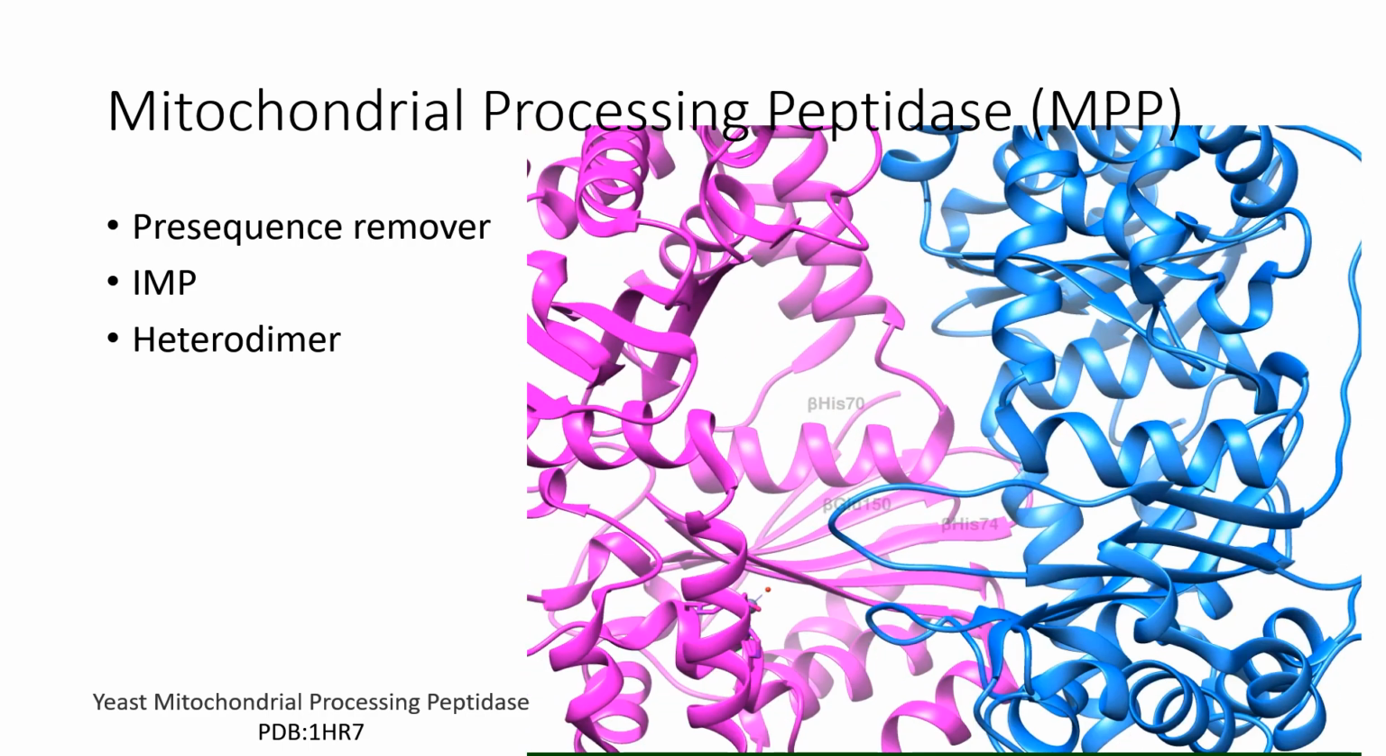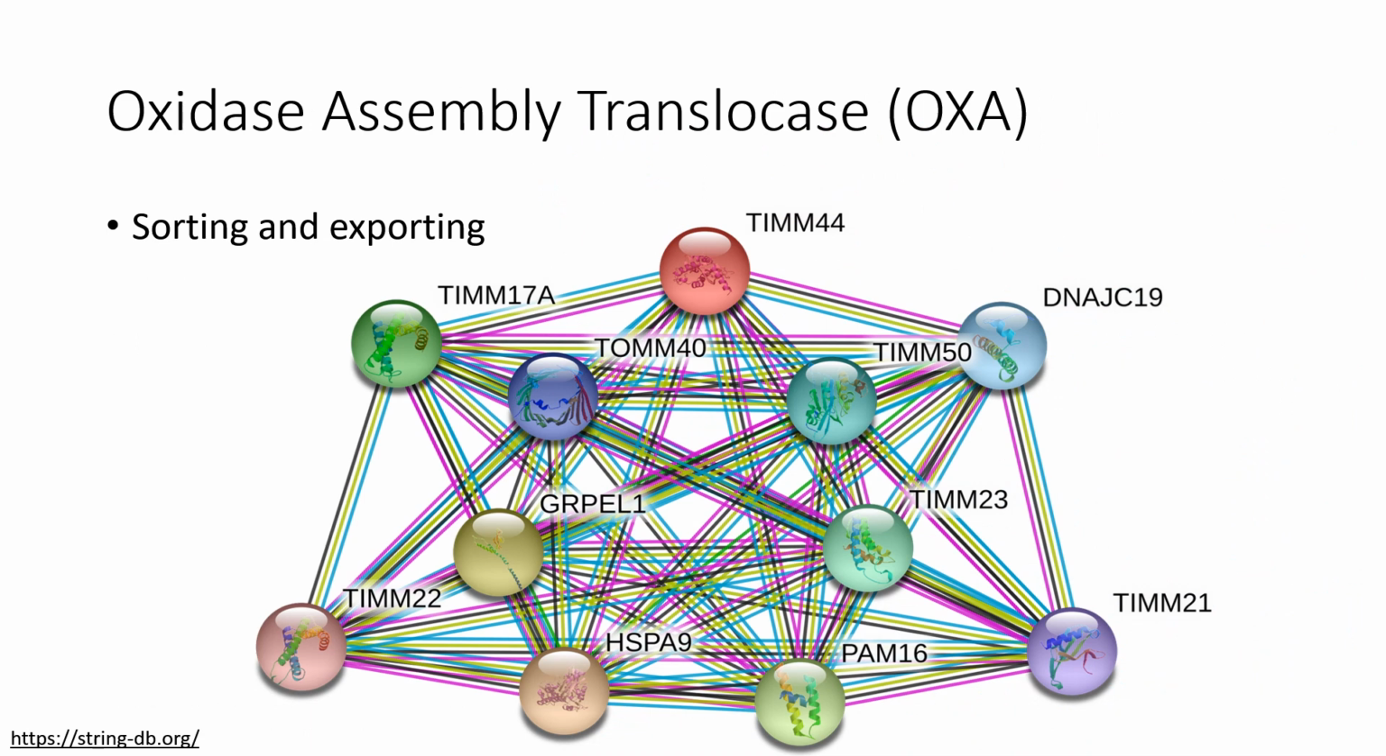As we've discussed, presequence preproteins are synthesized in the cytosol, translocated through the outer membrane by the TOM complex, through the inner membrane by the TIM23 complex, and are then cleaved by the MPP. Finally, the mature protein is then ready to be sorted and exported into the mitochondrial inner membrane. This is either done laterally by TIM23, as mentioned earlier, or by the oxidase assembly translocase. In the provided protein string model, we can see in a web-like system some of the different protein complexes and their connections with each other to make the whole presequence pathway.